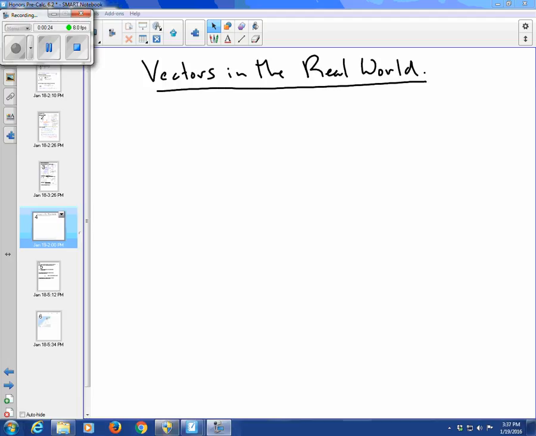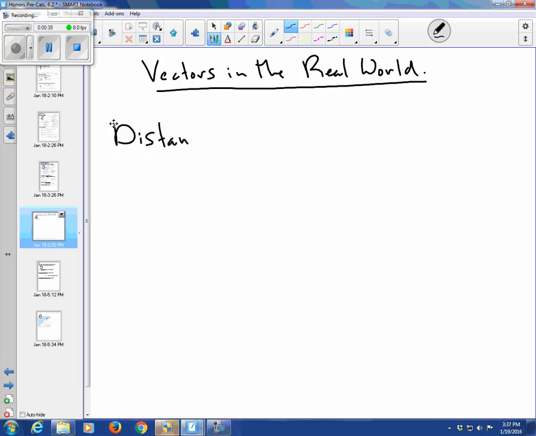Okay, so when we're talking about vectors in the real world, we're going to be talking about two different kinds of vectors. The first vector we're going to talk about is a distance vector. And with a distance vector, we are literally talking about an arrow that represents a distance traveled in a certain direction.